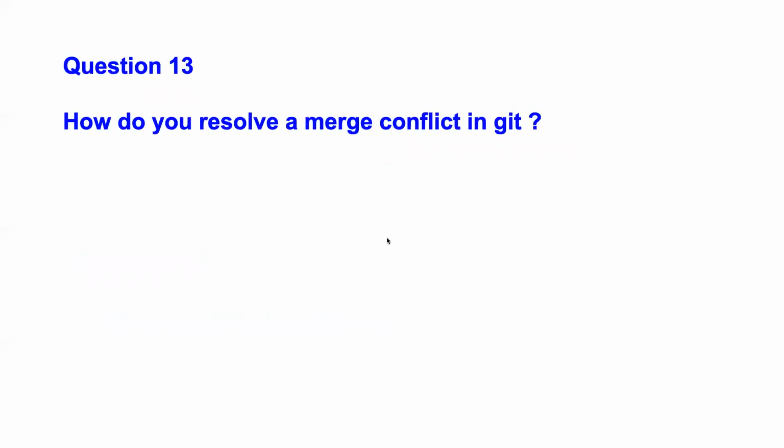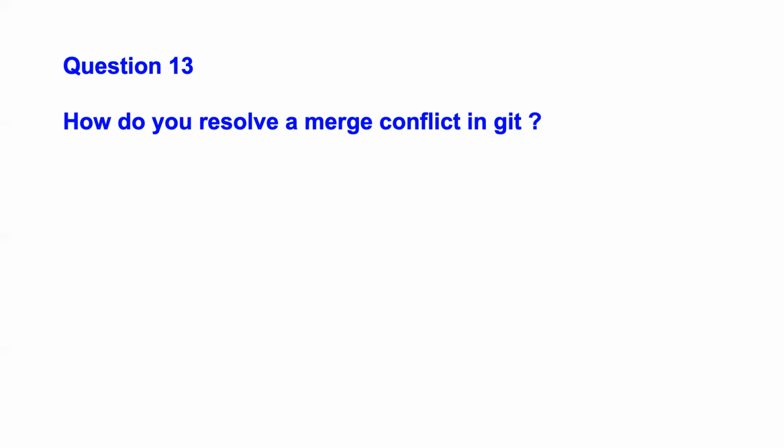And the final question that you have is, how do you resolve a merge conflict in Git? So this is a very practical scenario. If you have a merge conflict, how do you fix it? Basically, it depends on the merge conflict itself. So how did you run into this merge conflict? Who is the developer that has made the change?